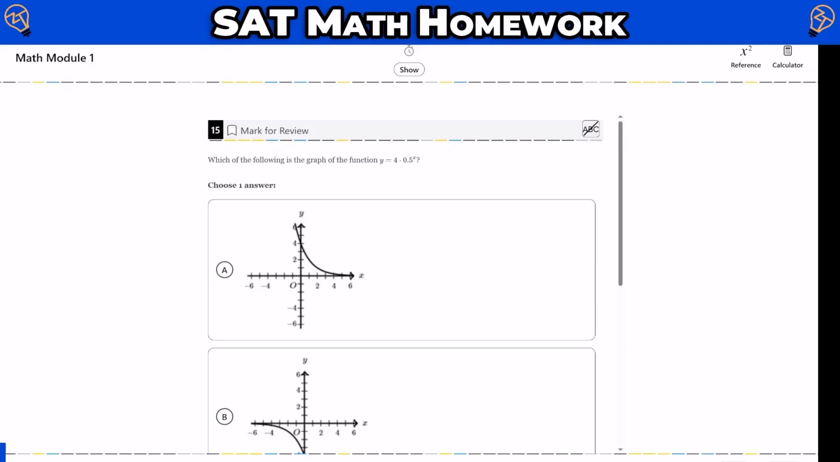Now, if you ever see a question like this, it's just a softball question, nice and easy. They're giving you a function and they're saying, which of these matches? Well, in that case, I would just go right to Desmos and we'll just type it in.